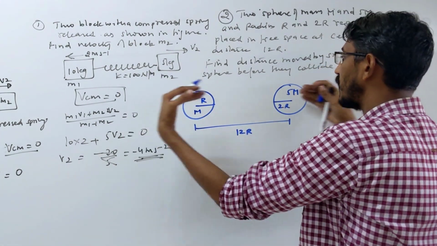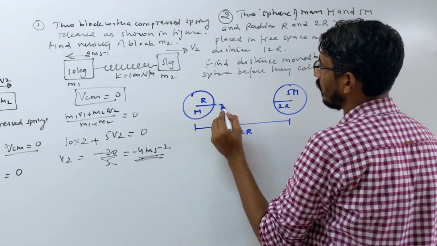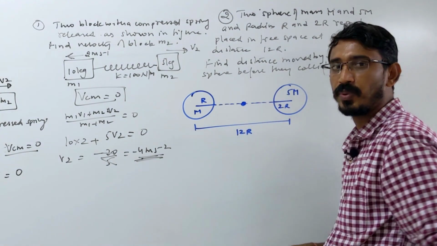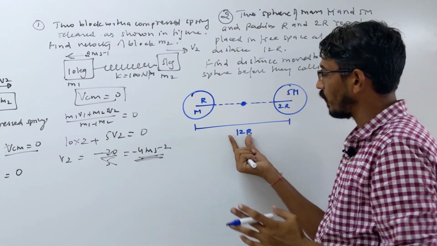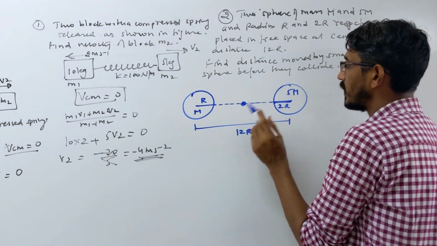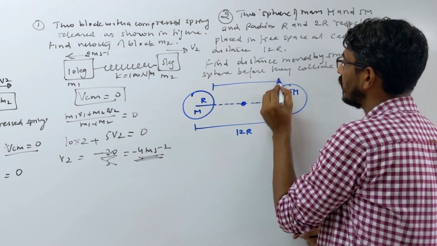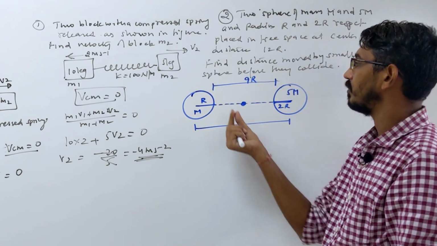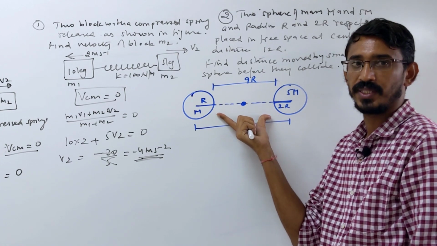Now they are moving towards each other because of gravitational attraction. Let's say they collide at this point. Collide means, what is the total distance moved by both blocks together? It's not 12r because the surfaces will touch. So you reduce r and 2r from 12r. The real distance they move until the surfaces touch is simply 9r, that is 12r minus r minus 2r. That's the total distance together they will move, right?